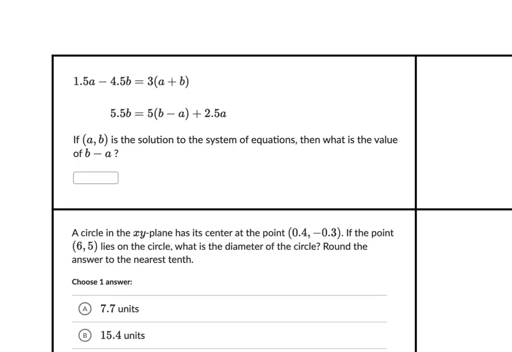All right, 1.5a minus 4.5b equals 3 quantity a plus b, 5.5b plus 5 times b minus a plus 2.5a. So if (a, b) is the solution to the system of equations, what's the value of b minus a?